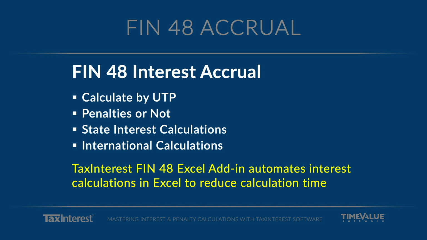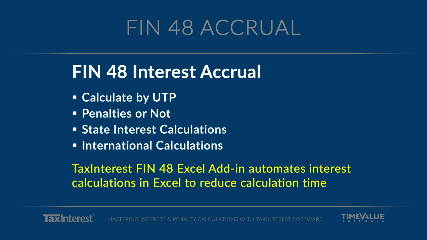But basically what you want to do is calculate each UTP separately. Most of our corporate accounts do not seem to use penalties because penalties are negotiable with the IRS and interest is not. Also, you do state interest calculations and international. Our Excel add-in does have 6 international calculations that are not in TaxInterest.